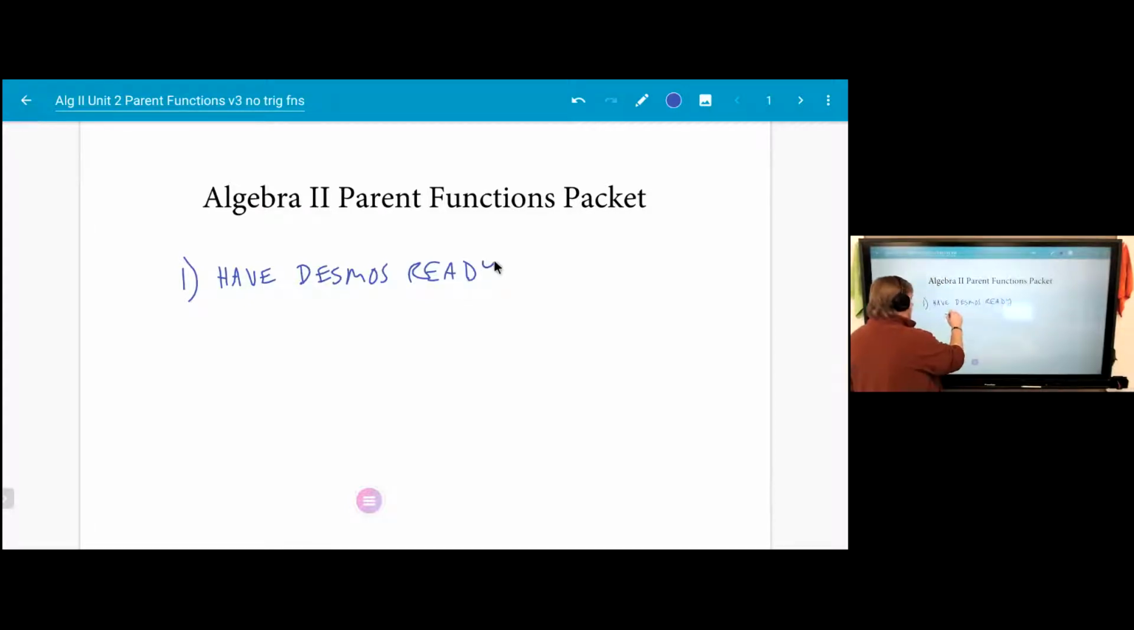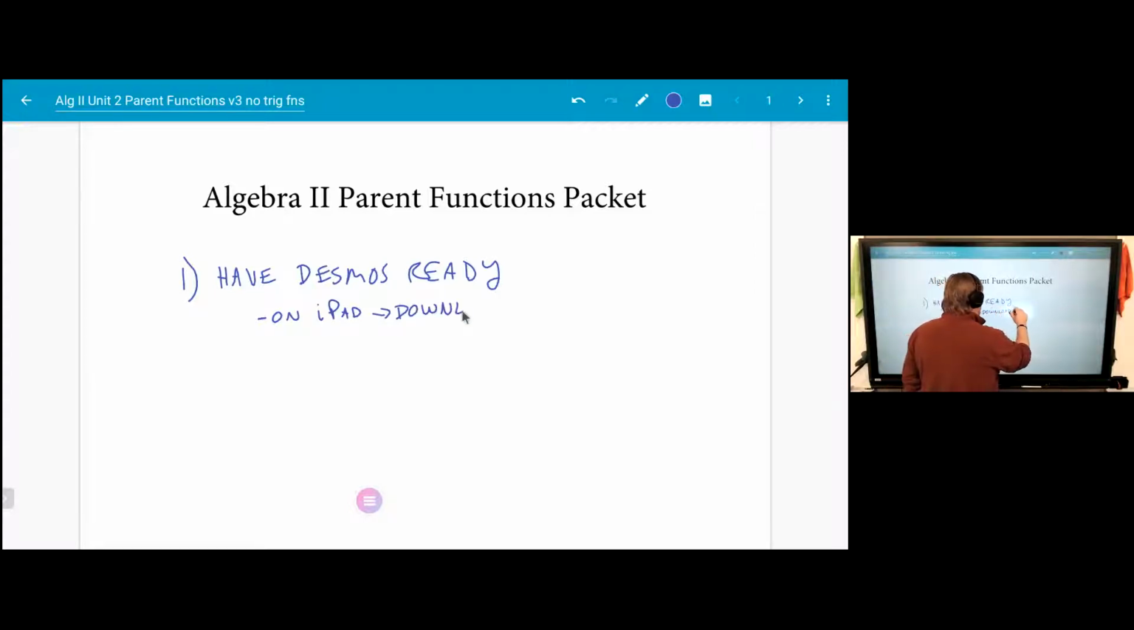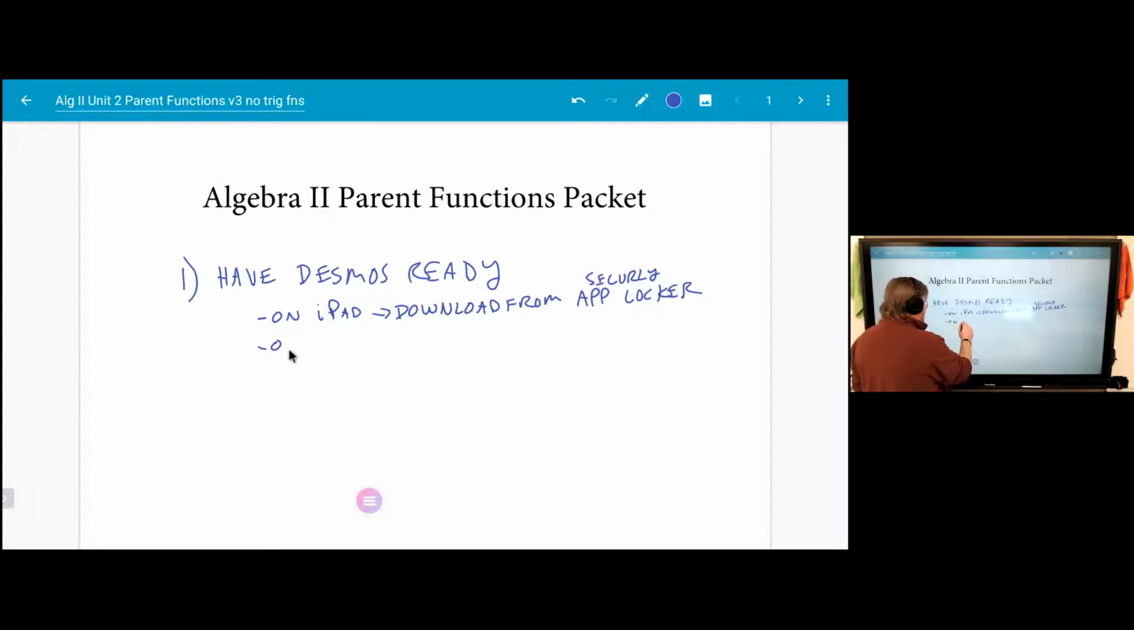So on the iPad, you want to download from the app locker, securely. And if you're on a PC or anything else, go to desmos.com.